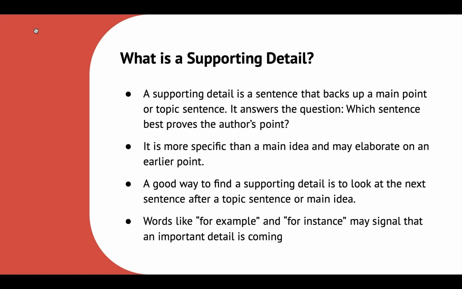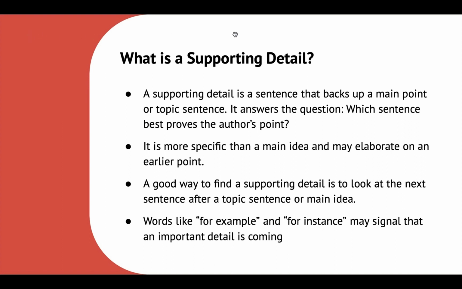A good way to find a supporting detail is to look at the next sentence after a topic sentence or main idea. So this is in cases where the main idea or supporting detail is directly stated. You'll usually find a supporting detail very close to that sentence. Words like for example and for instance may signal that an important detail is coming.